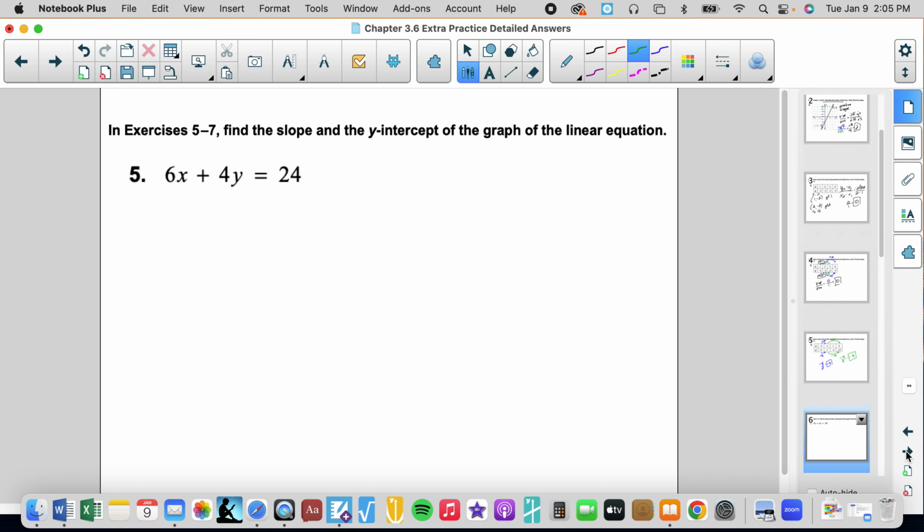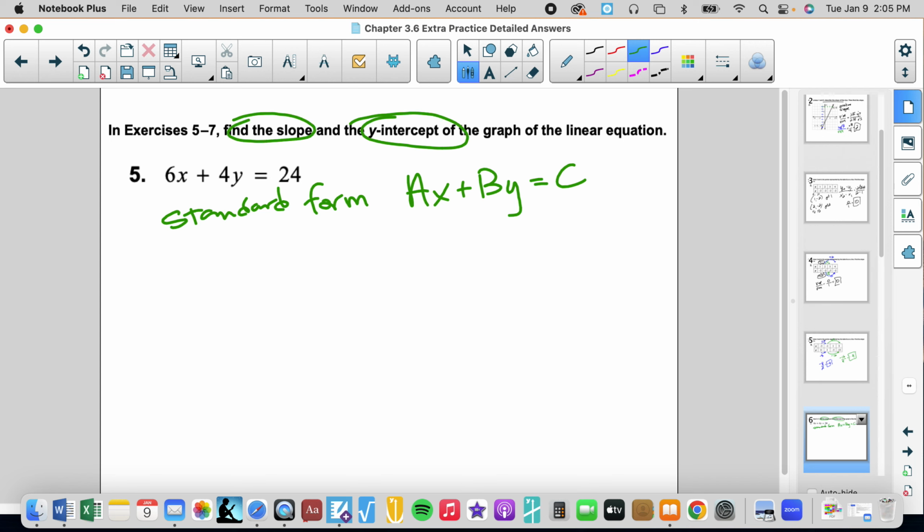5, find the slope and the y-intercept of the graph of a linear equation. So this is in standard form. Standard form is ax plus by equals c, and we would not be able to find the slope. We could find the y-intercept, but what I'm going to do is move it to slope-intercept form. Slope-intercept form is y equals mx plus b, where we have isolated y.